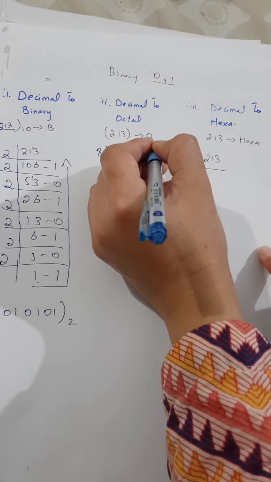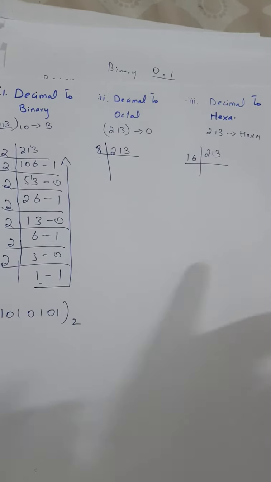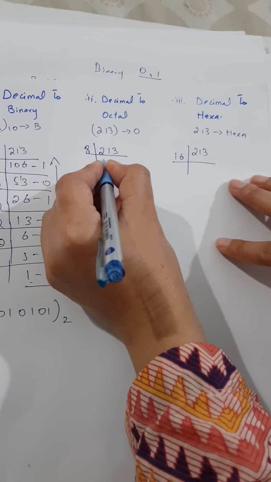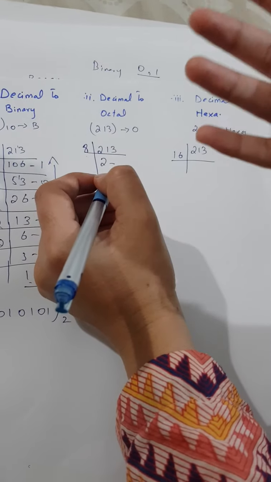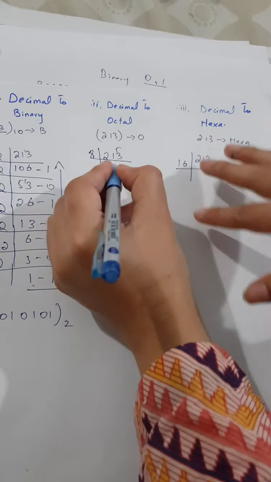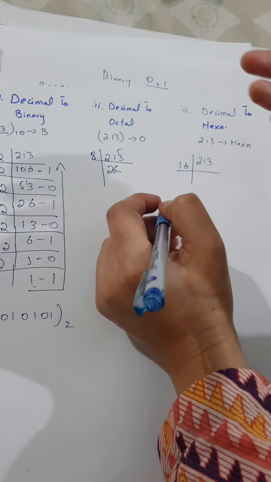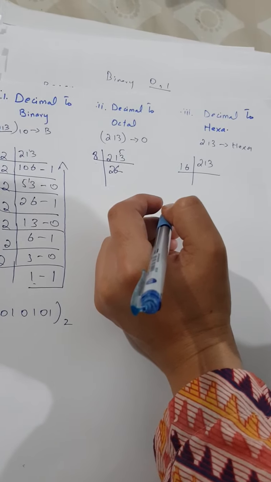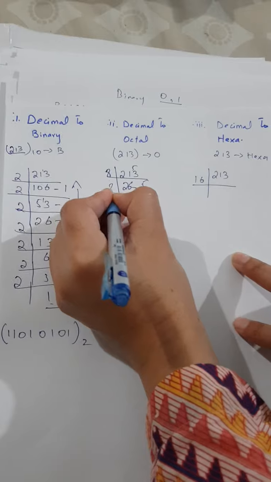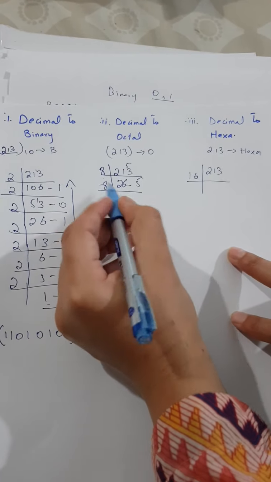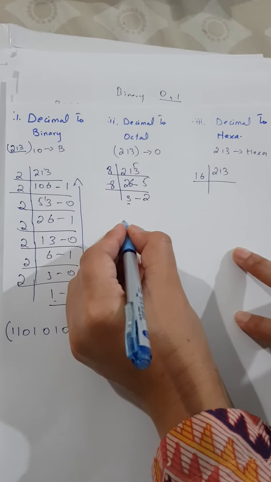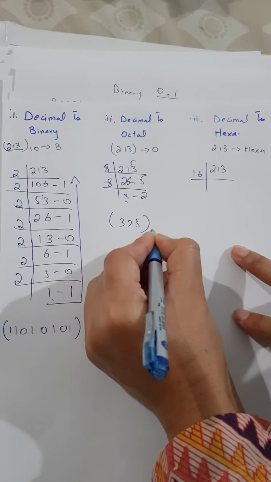Now to convert it into the octal number system, we will divide it by 8. 8 2s are 16, 8 5s are 40, 8 6s are 48, and the remainder is 5. We will divide 26 again by 8. 8 1s are 8, 8 2s are 16, 8 3s are 24. Our remainder is 2. We cannot divide it further, so the number will be 3, 2, 5, base 8.